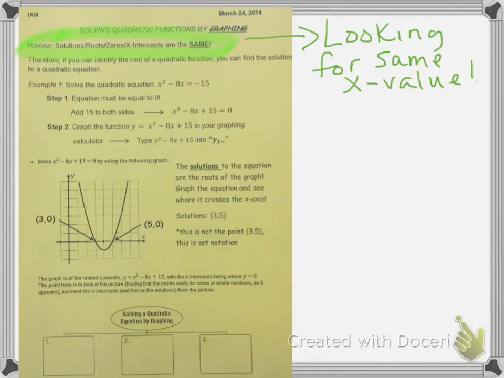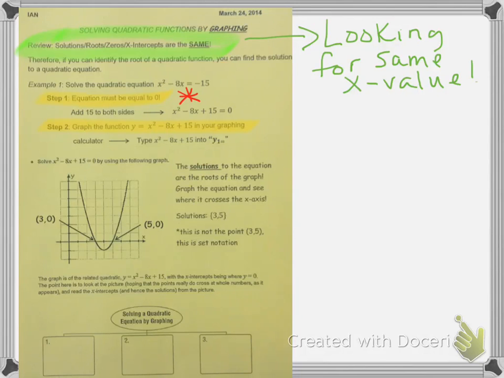So example 1. It asks us to solve the quadratic equation x squared minus 8x equals negative 15. The first step is to make sure your equation is equal to 0. So we would have to add 15 to both sides for my equation to equal 0. This is a very important point. When you are solving a quadratic, you need to make sure the quadratic equation equals 0.